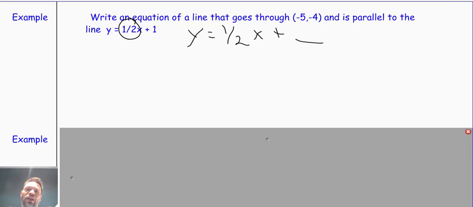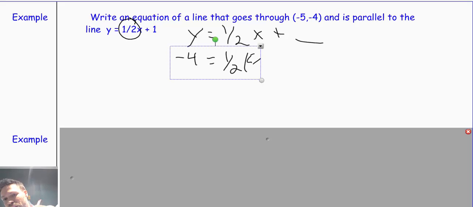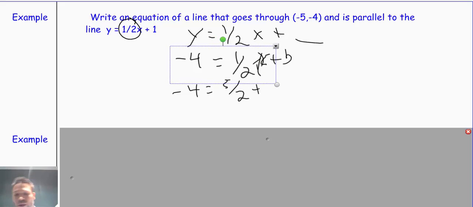So now when I go to find that new y-intercept, I do the same exact thing as I've done in the past. I'm going to use my point (-5, -4). So it looks like -4 is equal to 1/2 times -5, not a nice number, times -5 over 1, plus b.